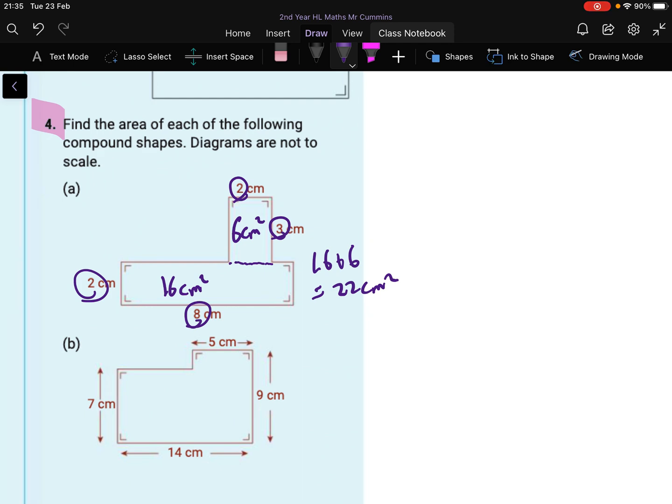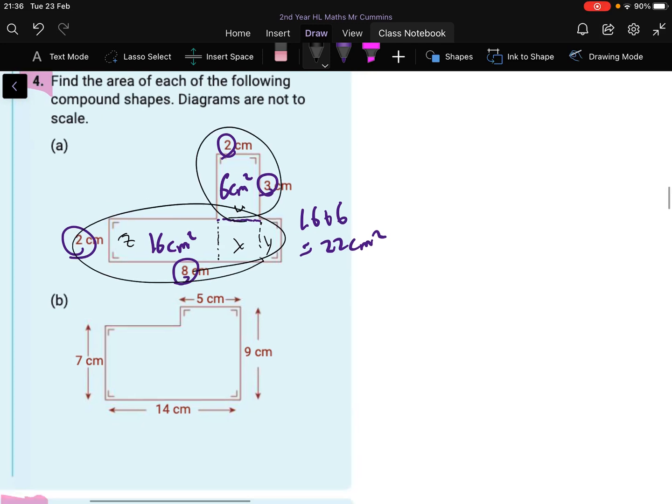Now, if you want to really confuse yourself, you could try and draw a line down there, and a line like that, and find the area of this bit, and this bit, and this bit, and add them together. So there's a few ways of doing it, but the obvious way is to split it in half, find the area up here, then find it down here, and add them together. But it's up to you.